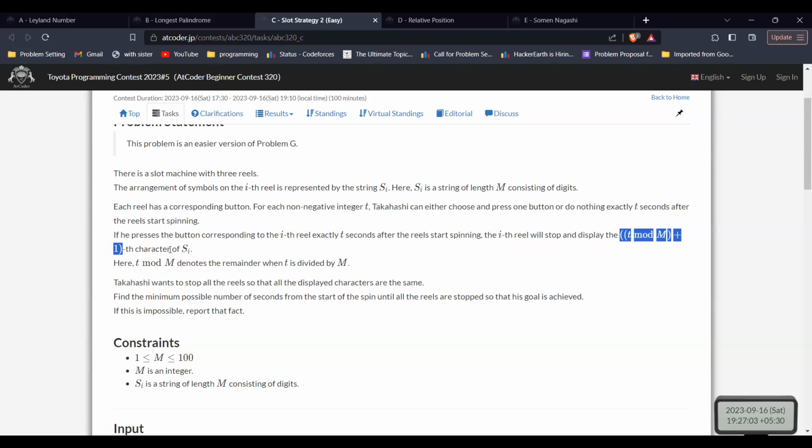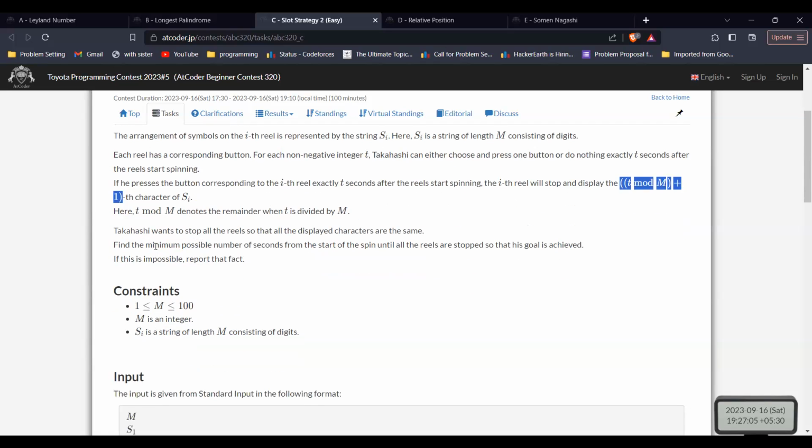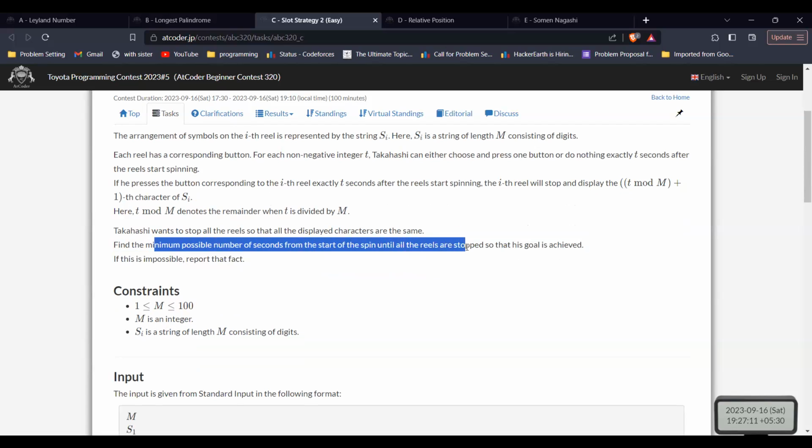So we just want to find the minimum possible number of seconds from the start of the spin until all the reels are stopped, so that this goal is achieved. First of all, how many people were able to solve this problem? Just write a quick yes, no. Okay, I was not able to solve.